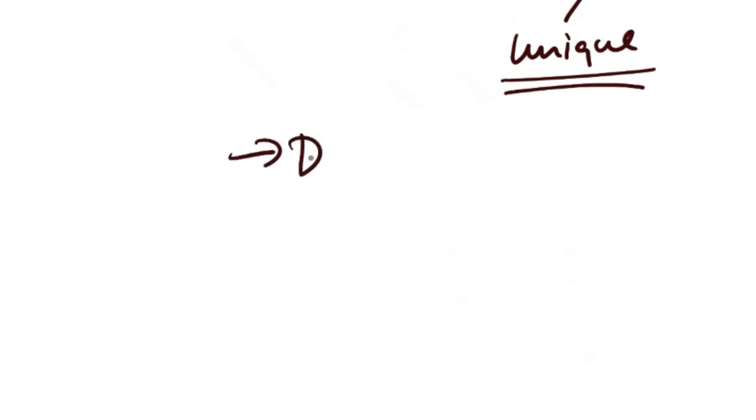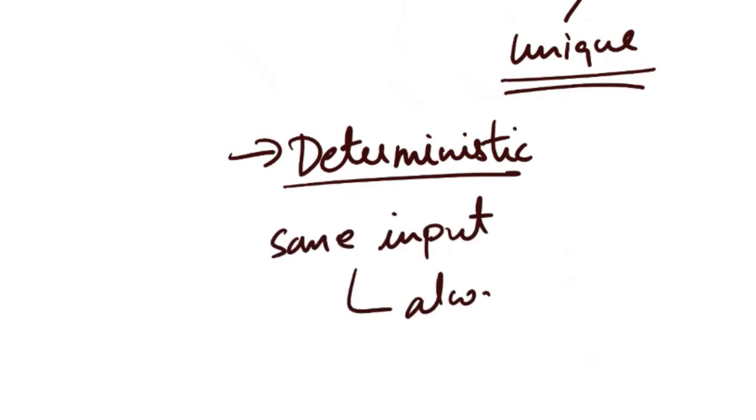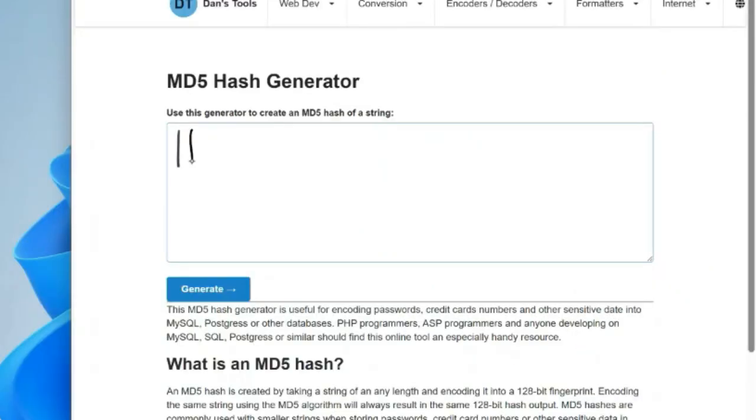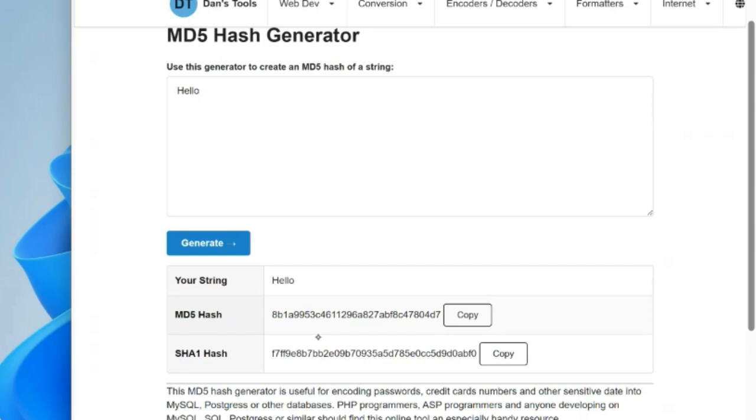The first one is deterministic. For the same input, the hash function always produces the same hash value. So if I go to this online hash generator and if I want to generate hash for this, I'm generating MD5 hash. There are different types of hash algorithms like SHA-1, SHA-256, MD5. So this will generate hash value something like this.